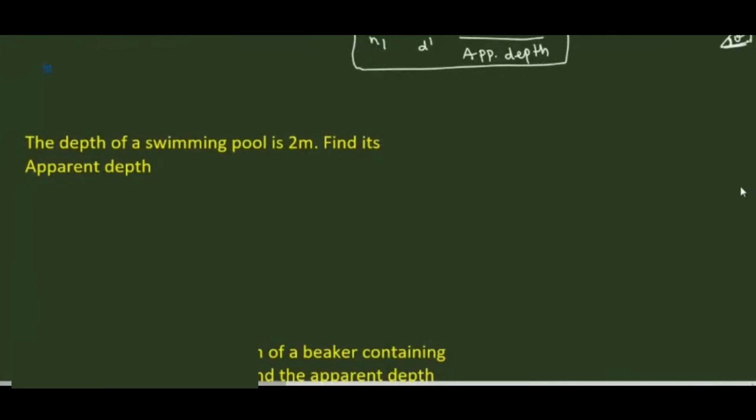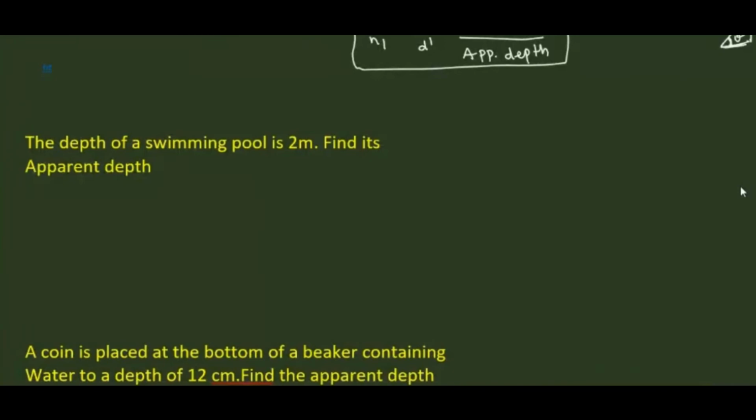Solve this question. The depth of a swimming pool is 2 meters. Find its apparent depth. This is a very important concept and misconception. Many children think that the swimming pool is very shallow, but actually the swimming pool depth is 2 meters, but for us it appears somewhat less than 2 meters. Clear or not, my dear?